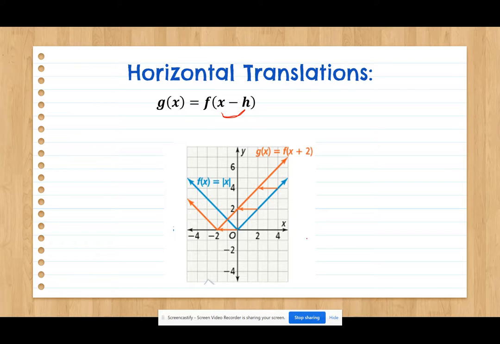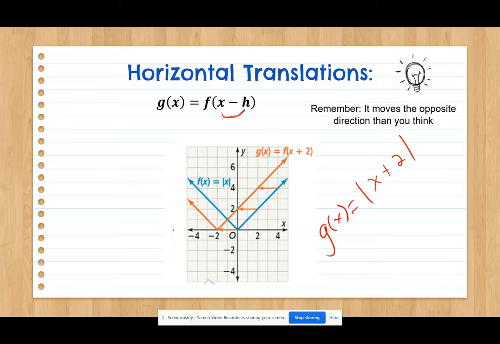So again, another way of writing it, if you expand it, g of x equals the absolute value of x plus 2, inside touching the x. Now, if you remember, the h value is the opposite of what you think it is. So if we see plus 2 on here, in our mind, we think, okay, we're moving in the positive direction, we're going to go to the right. But in reality, it's moving to the left. So you can notice our graph, the red one, is left 2 spaces from the original.